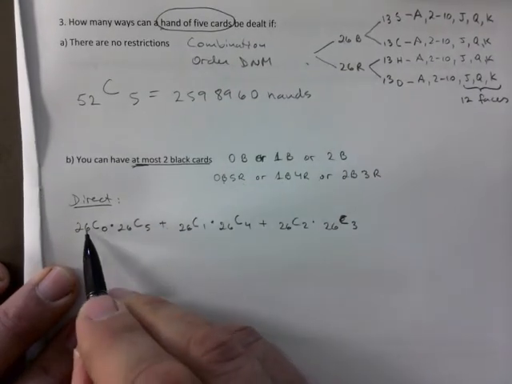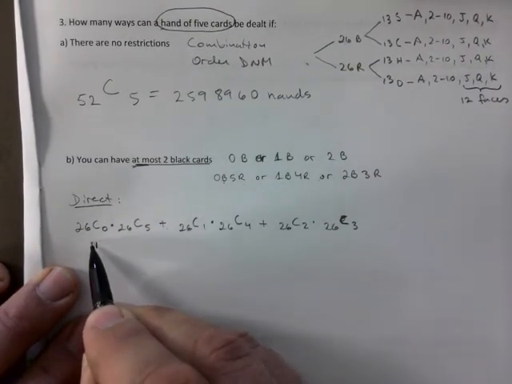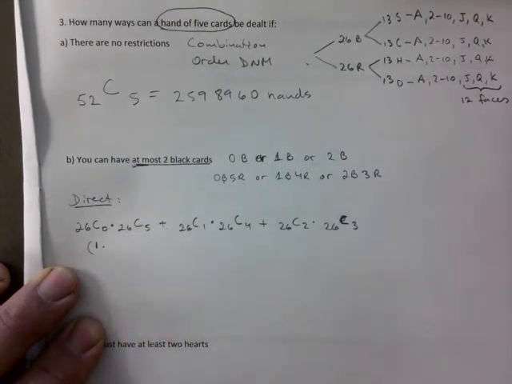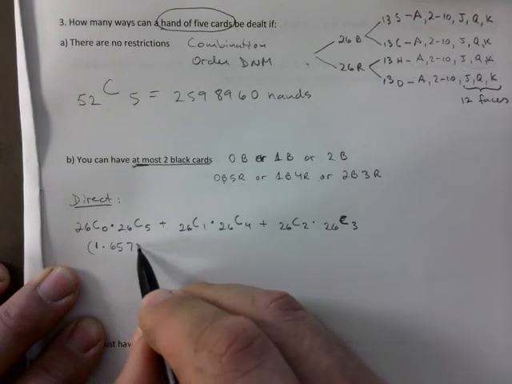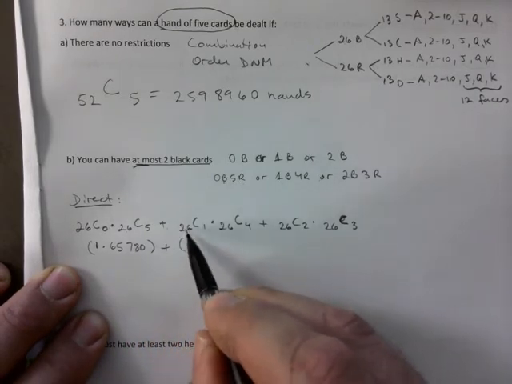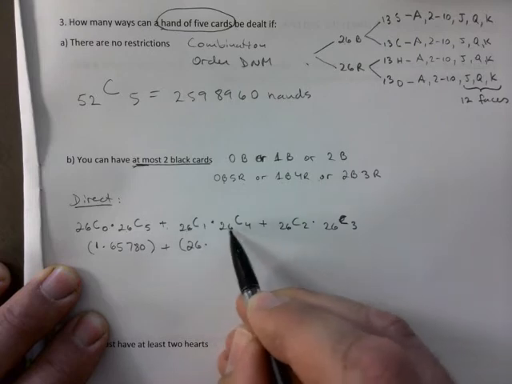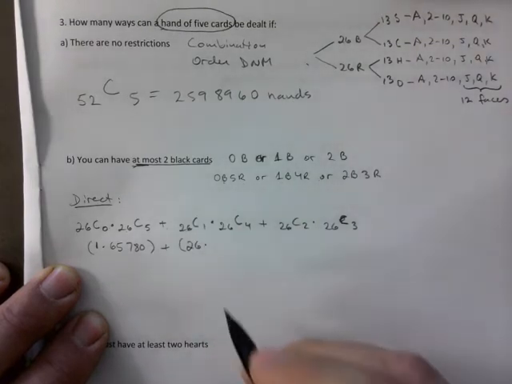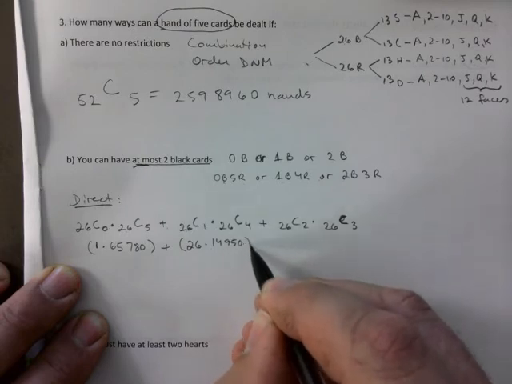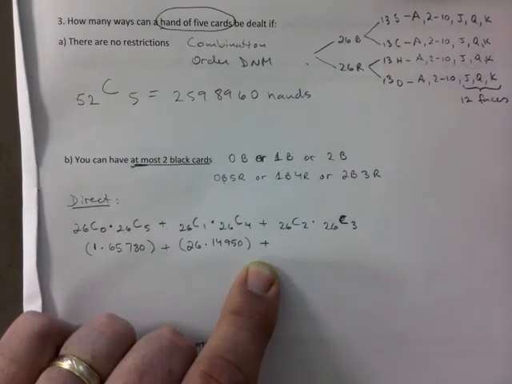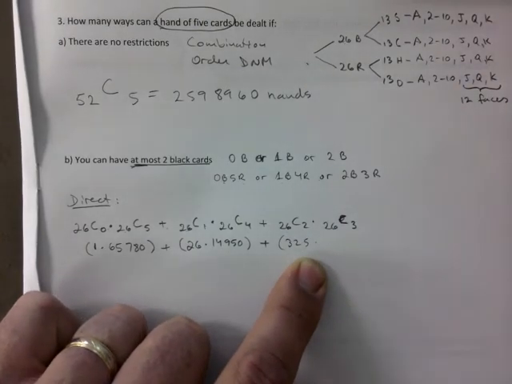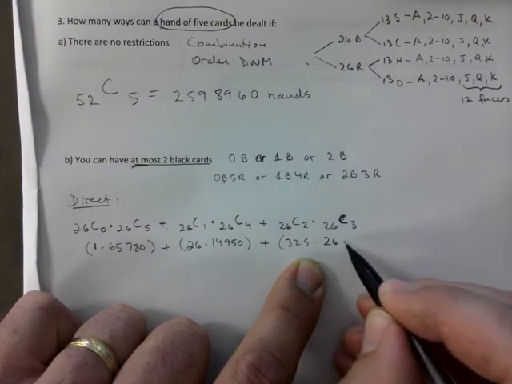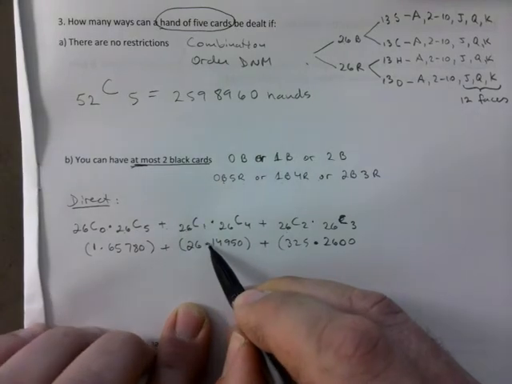So let's figure out what this is. 26 choose 0 is just 1 times 26 choose 5. Did anybody do that already? Let me check my key here. 26 choose 5 is 65,780 plus 26 choose 1 is just 26 times 26 choose 4 is 14,950 plus 26 choose 2, that's 325 times 26 choose 3 is 2600. Make a big dot always in between, okay? They're multiplying.